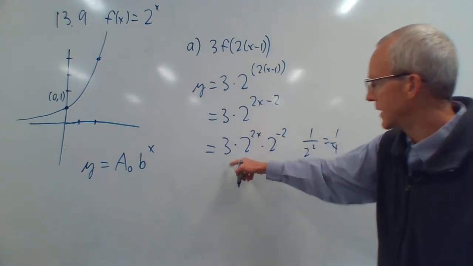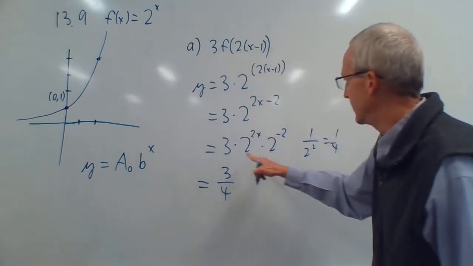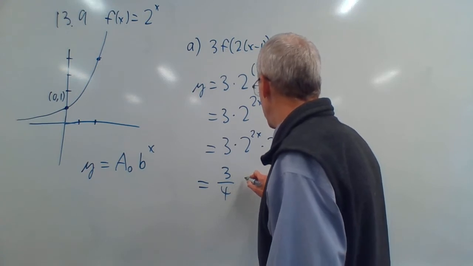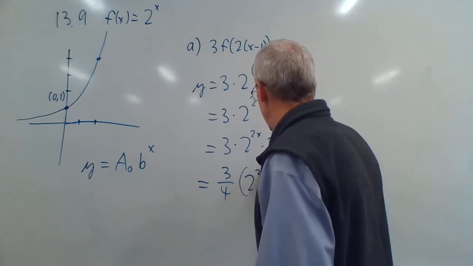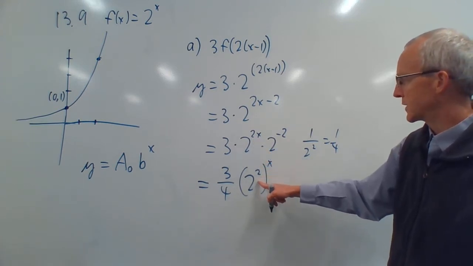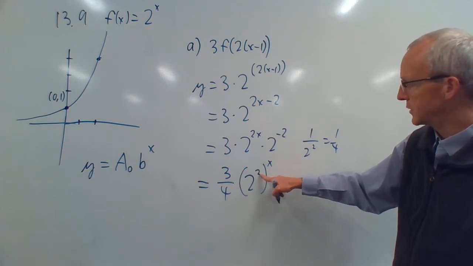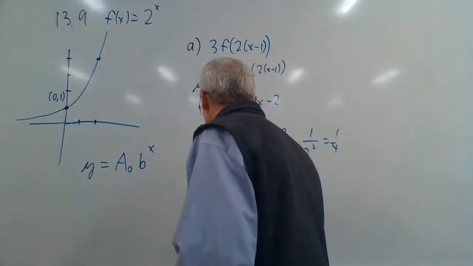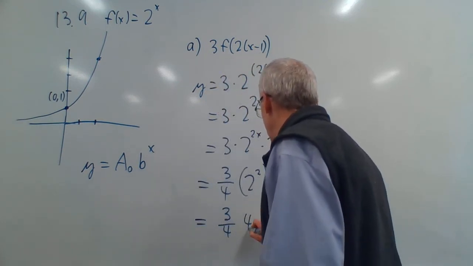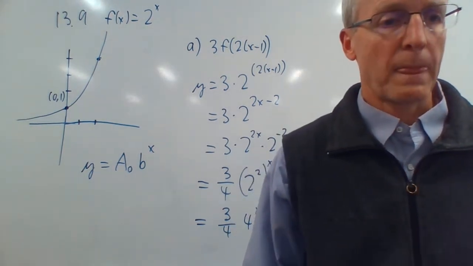So that just becomes a constant in front. So that's then 3/4, the 3 times 1/4. And 3/4 times 2 squared to the x. Right? 2 to the 2x is 2 squared to the x, because we multiply exponents, x times 2 is 2x. 2 squared is 4. So finally, we have 3/4 times 4 to the x. That is in standard exponential form.